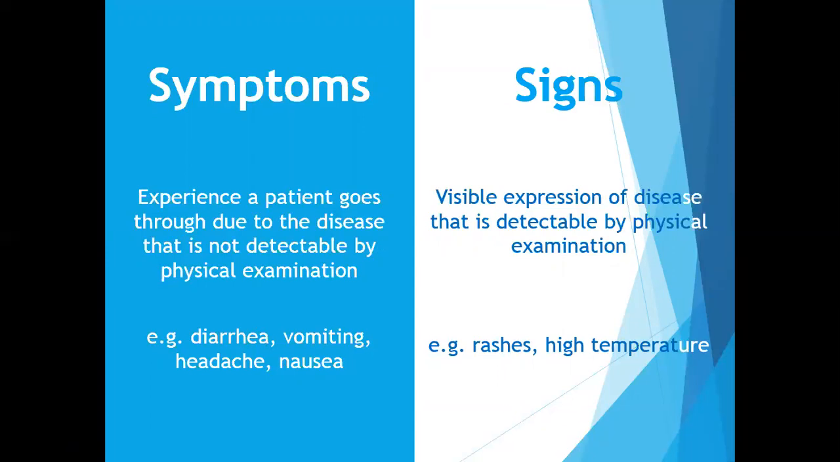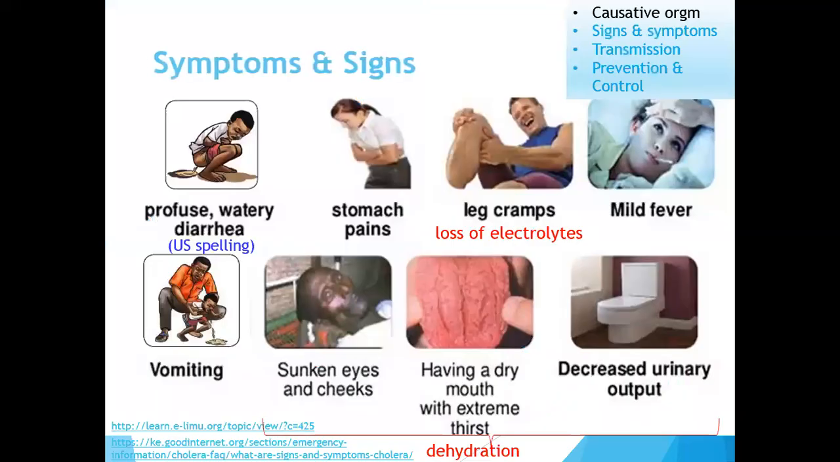Signs are something that you can trace, you can see. It's a visible expression of the disease that is detectable by physical examination, like rashes on the skin, high temperature, sunken eyes, and so on. So these are the symptoms and signs of cholera.